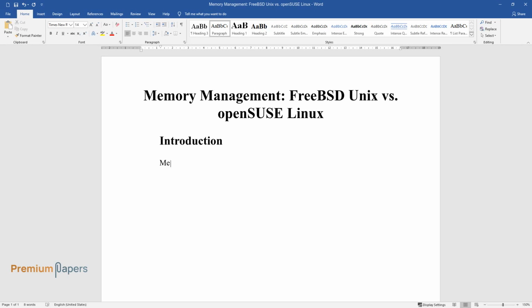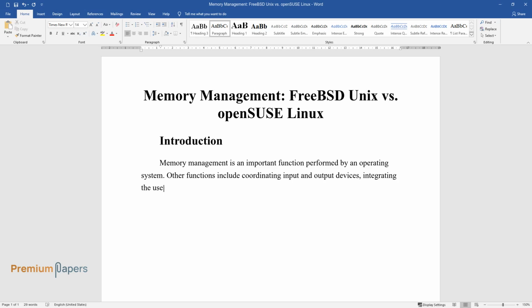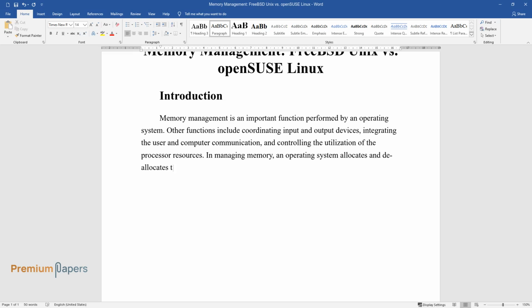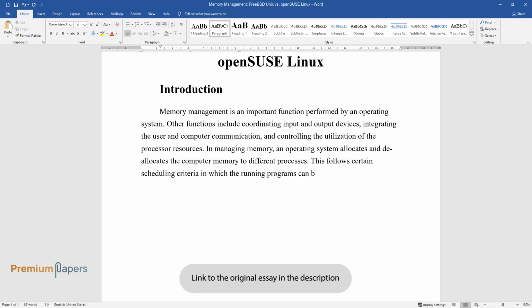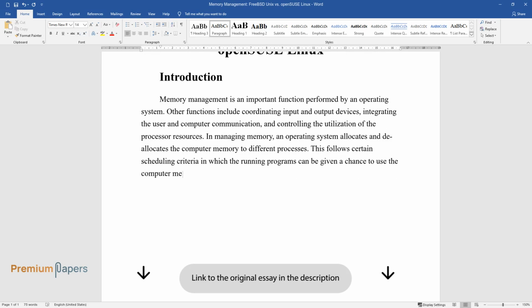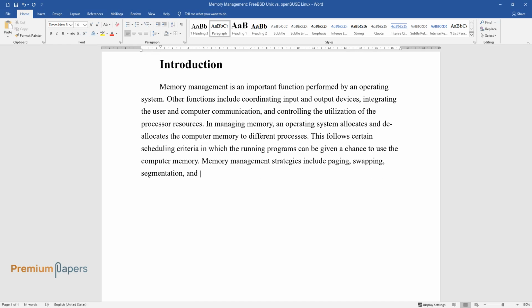Introduction. Memory management is an important function performed by an operating system. Other functions include coordinating input and output devices, integrating the user in computer communication, and controlling the utilization of the processor resources. In managing memory, an operating system allocates and deallocates the computer memory to different processes. This follows certain scheduling criteria in which the running programs can be given a chance to use the computer memory. Memory management strategies include paging, swapping, segmentation, and virtual memory.